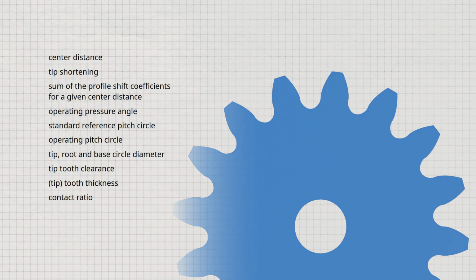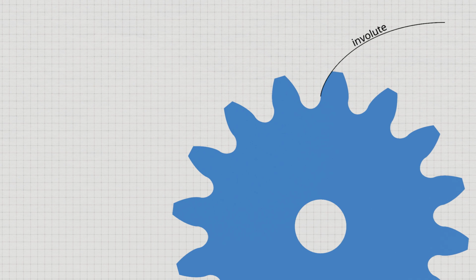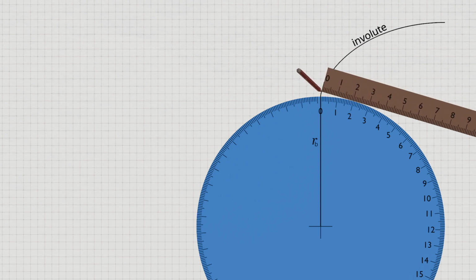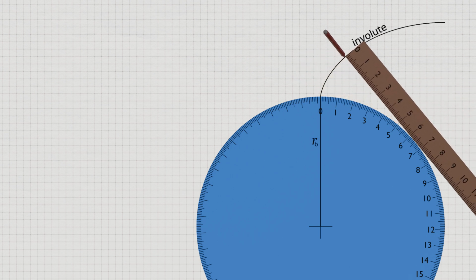In this video, we look at the calculation of gears with involute teeth in order to determine the listed parameters mathematically. For the calculation, the involute tooth must first be described mathematically. As already explained in the video on the geometry of involute gears, an involute is created by rolling a straight line on a base circle.